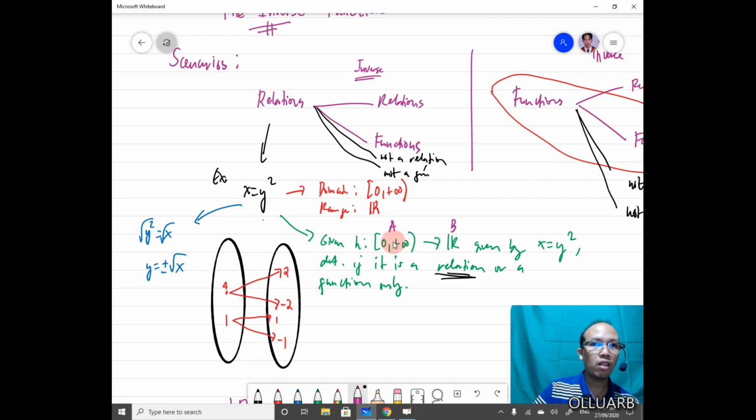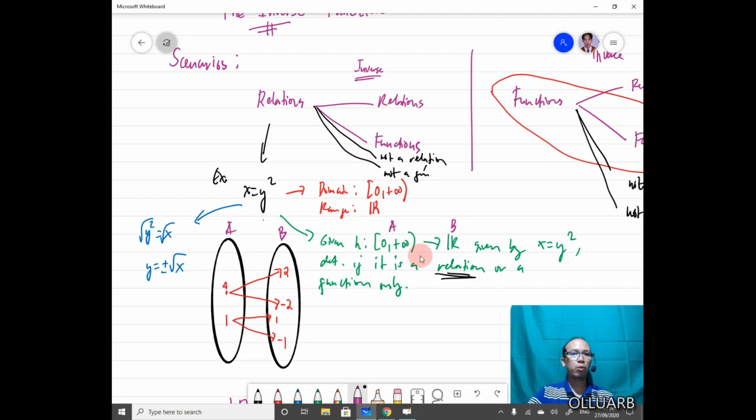Why? If you switch A and B, if the domain now is R, for example, then notice here there are values of x. Remember that R is from negative infinity to positive infinity. This is defined only for all non-negative real numbers, from 0 to positive infinity. So there are values in this set from negative infinity to 0, not including 0, that are not mapped in the domain. Okay, so I hope that this answers the scenario, this equation.